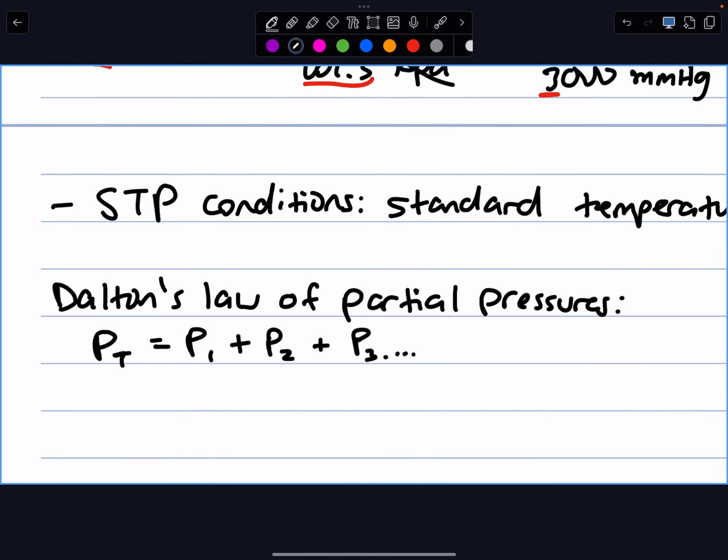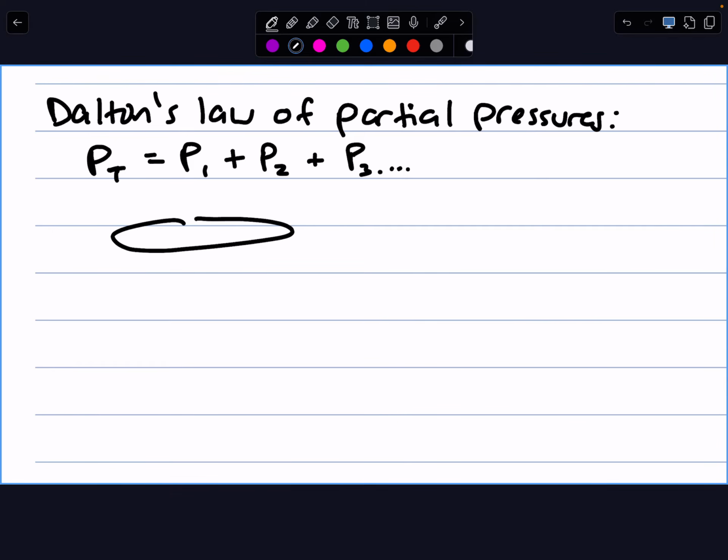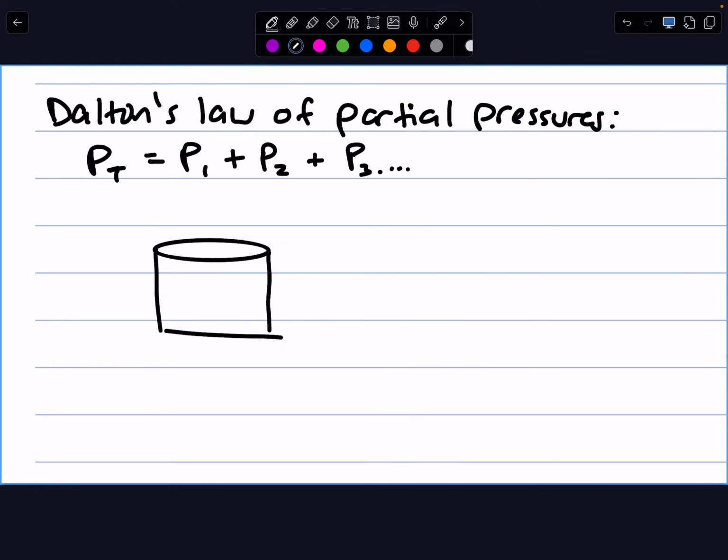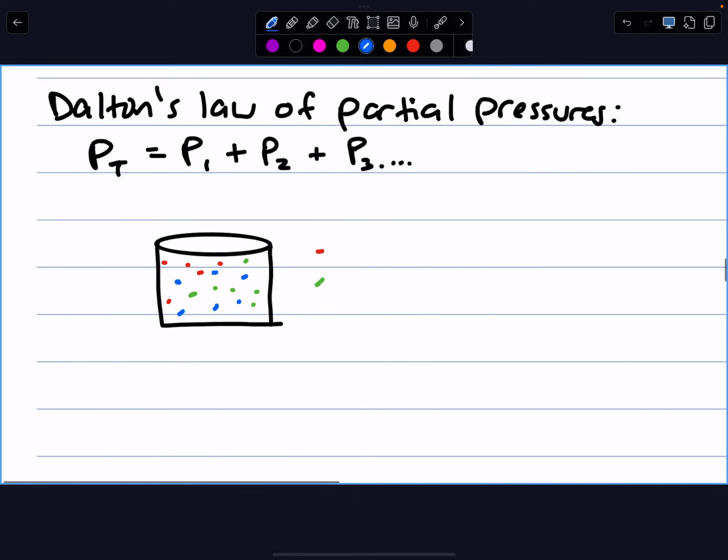So remember, if I have a container, and I have let's say three different gases. Here's gas 1, here's gas 2, and here's gas 3. Okay? Each of them has its own pressure. That's what Dalton's law says.